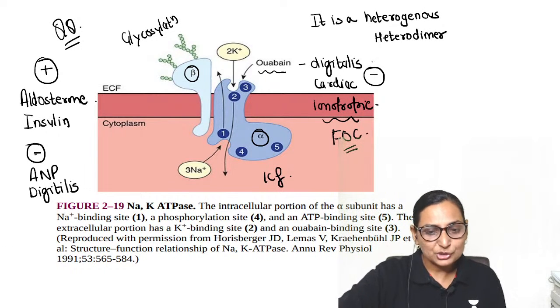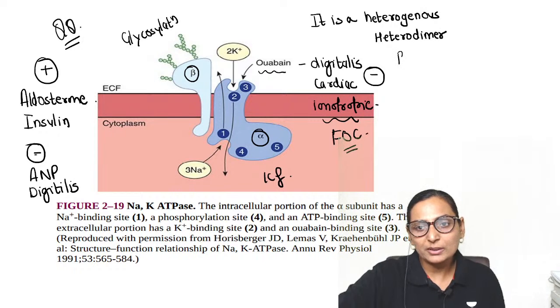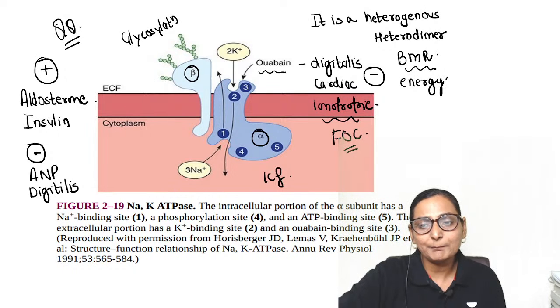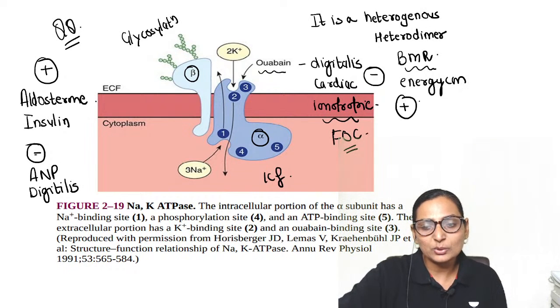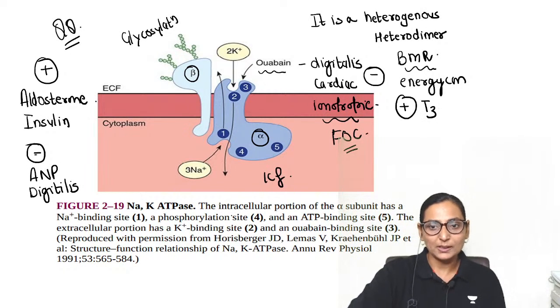And what are the functions of this pump? Very important. It contributes to your basal metabolic rate, because it is an energy consuming pump, and it is stimulated by the thyroid hormone. The important function of the thyroid hormone is calorigenesis, increasing BMR, which is brought about by stimulating this pump.